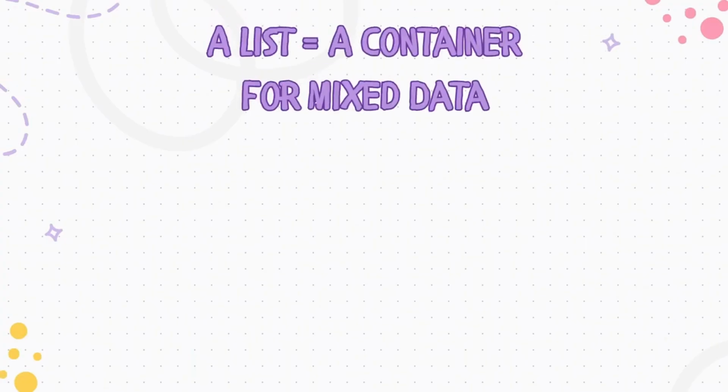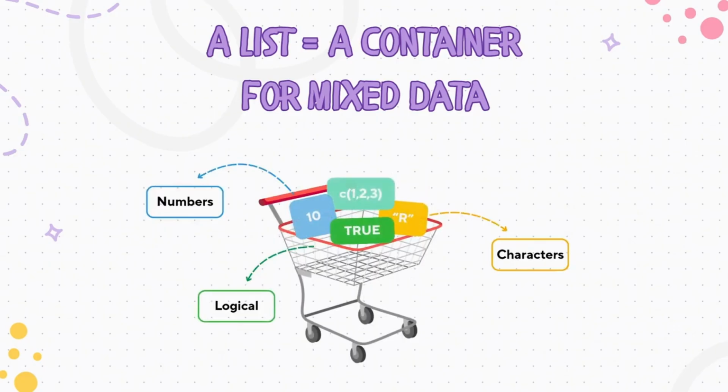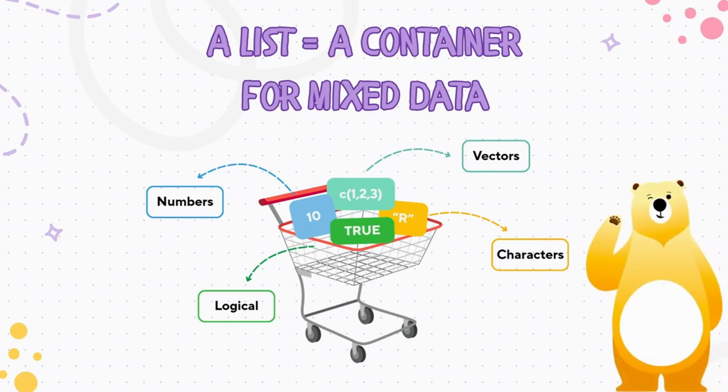So what is a list? A list is like a container where you can store different types of objects together. Well, it can hold numbers, it can hold character data as well, it can hold logical data, and it can also hold vectors and other lists, all in one place. You can think of it like a shopping basket. You don't fill it with only apples, you can drop in bread, milk, eggs, whatever you want, and that is the case with lists.